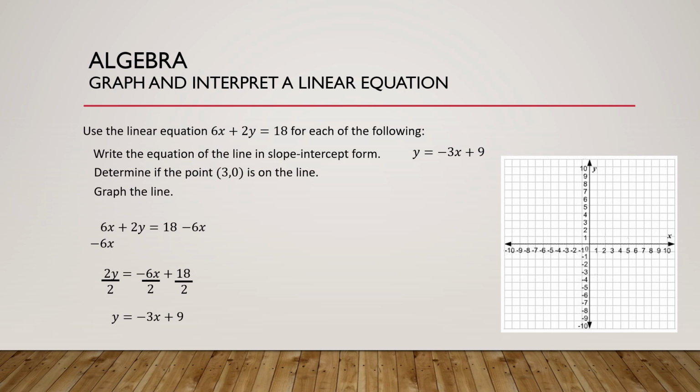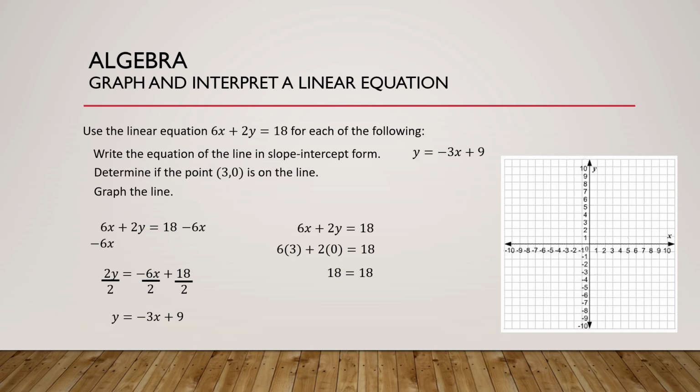To determine if the point 3, 0 is on the line, we substitute 3 for x and 0 for y to see if the equation works out. Take the original equation and substitute, getting 6 times 3 plus 2 times 0 equals 18. 6 times 3 is 18, the 0 drops out, so the equation holds. Therefore, 3, 0 is on the line.